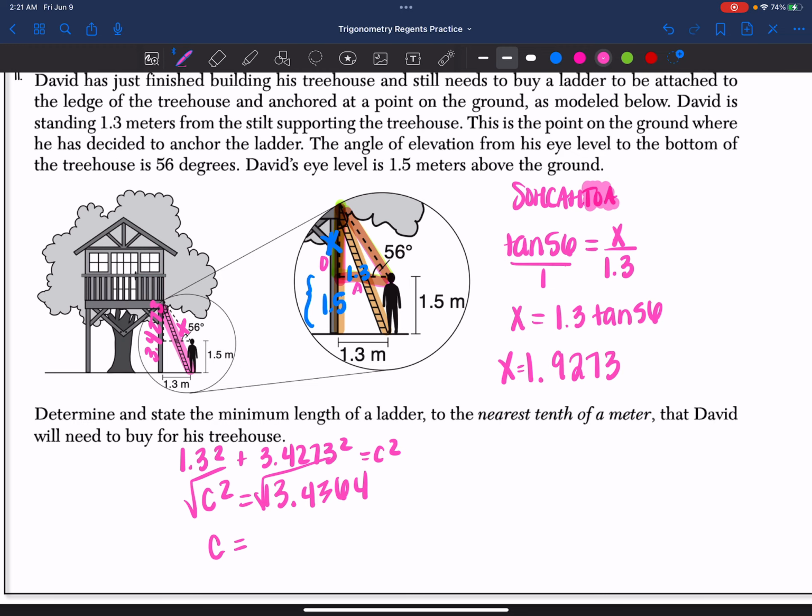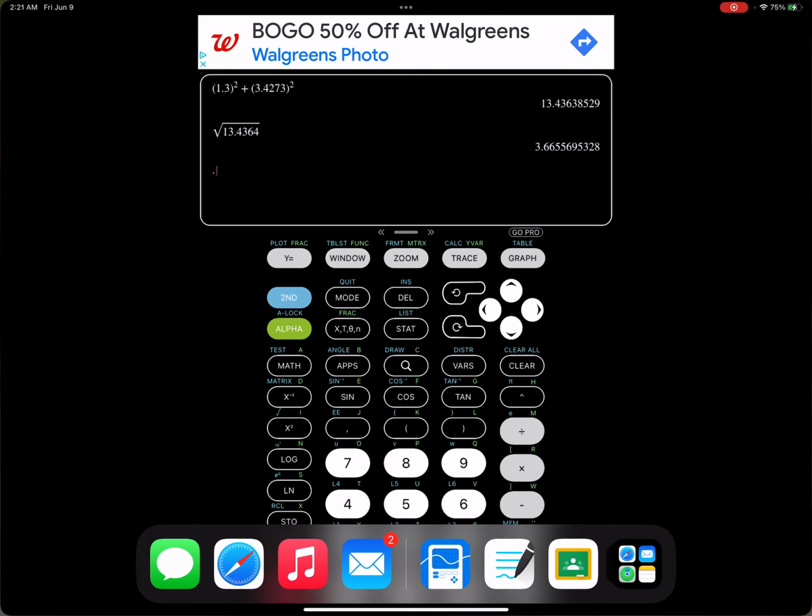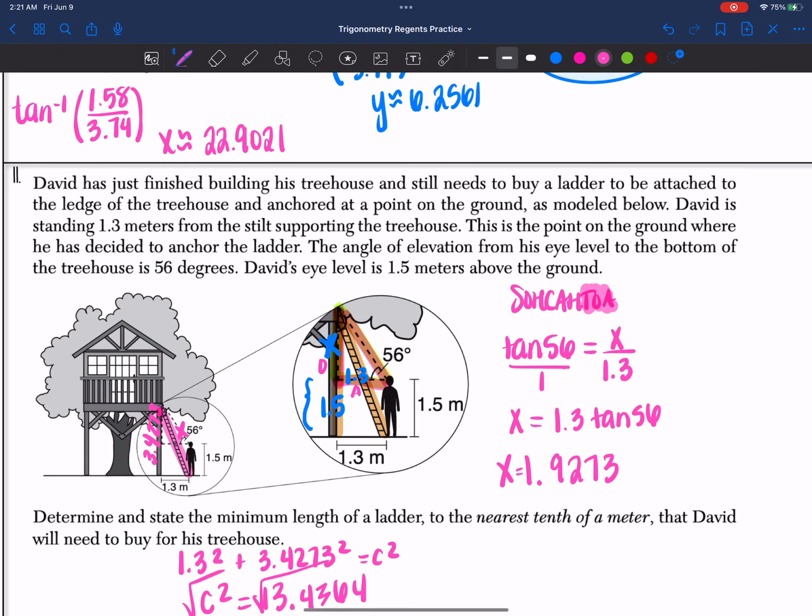So that c, which is my ladder, is equal to, I don't know, I'm going to figure it out though. Second x squared. And I'm going to put that in under my radical. 13.4364. I'm so exhausted, man. So I know that my ladder to the nearest, what was it, I think it was like 1/10 of a meter, is 3.7 meters.